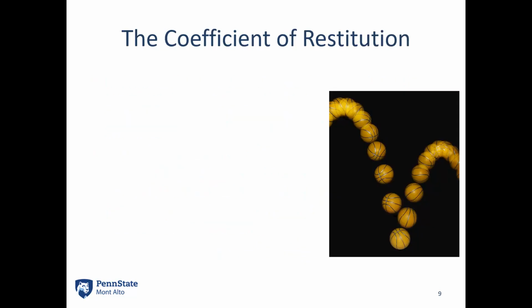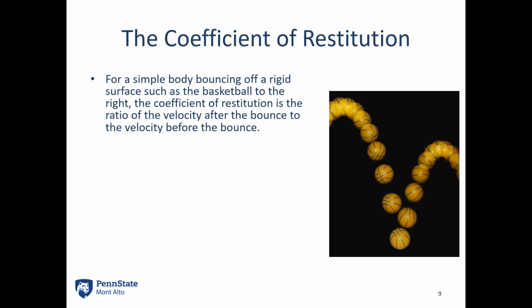All right, so coefficient of restitution, we talked about this a little bit with surfaces. For a simple body bouncing off a rigid surface, this was our value. The coefficient of restitution, epsilon, is equal to negative v final over v initial.